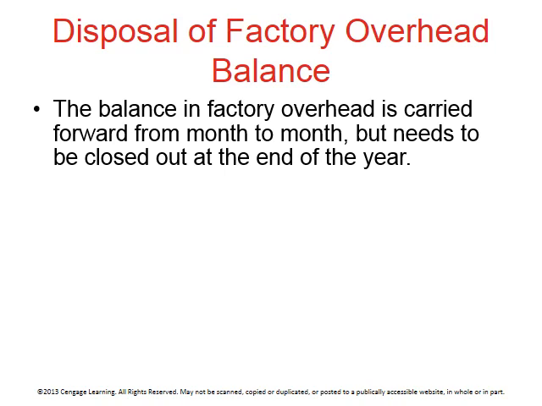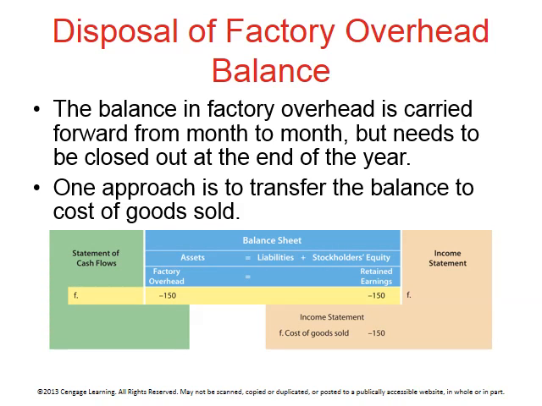So the balance of factory overhead, the actual cost versus applied, is carried forward from month to month. So you can have that balance month to month, but at the end of the year, you have to close it out. So if your factory overhead has a positive balance or a negative balance, you have to close it out to zero at the end of the year. The common approach is to move it to cost of goods sold. So in this case, we're imagining that we have a $150 balance in our factory overhead account. We underapplied using our predetermined rate. So we reduce factory overhead to bring it to zero, and then we bring the $150 to cost of goods sold as an expense on our income statement, which reduces retained earnings.